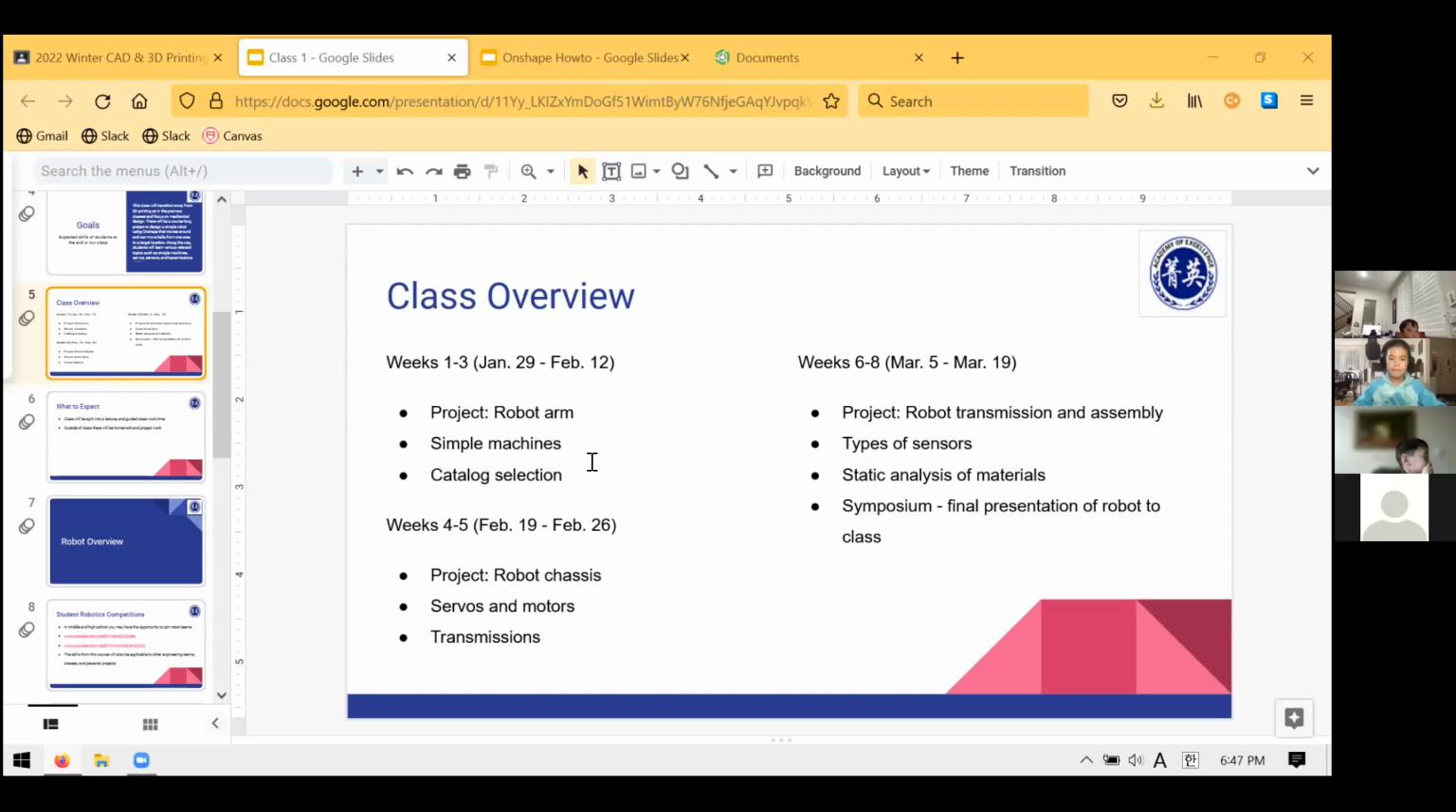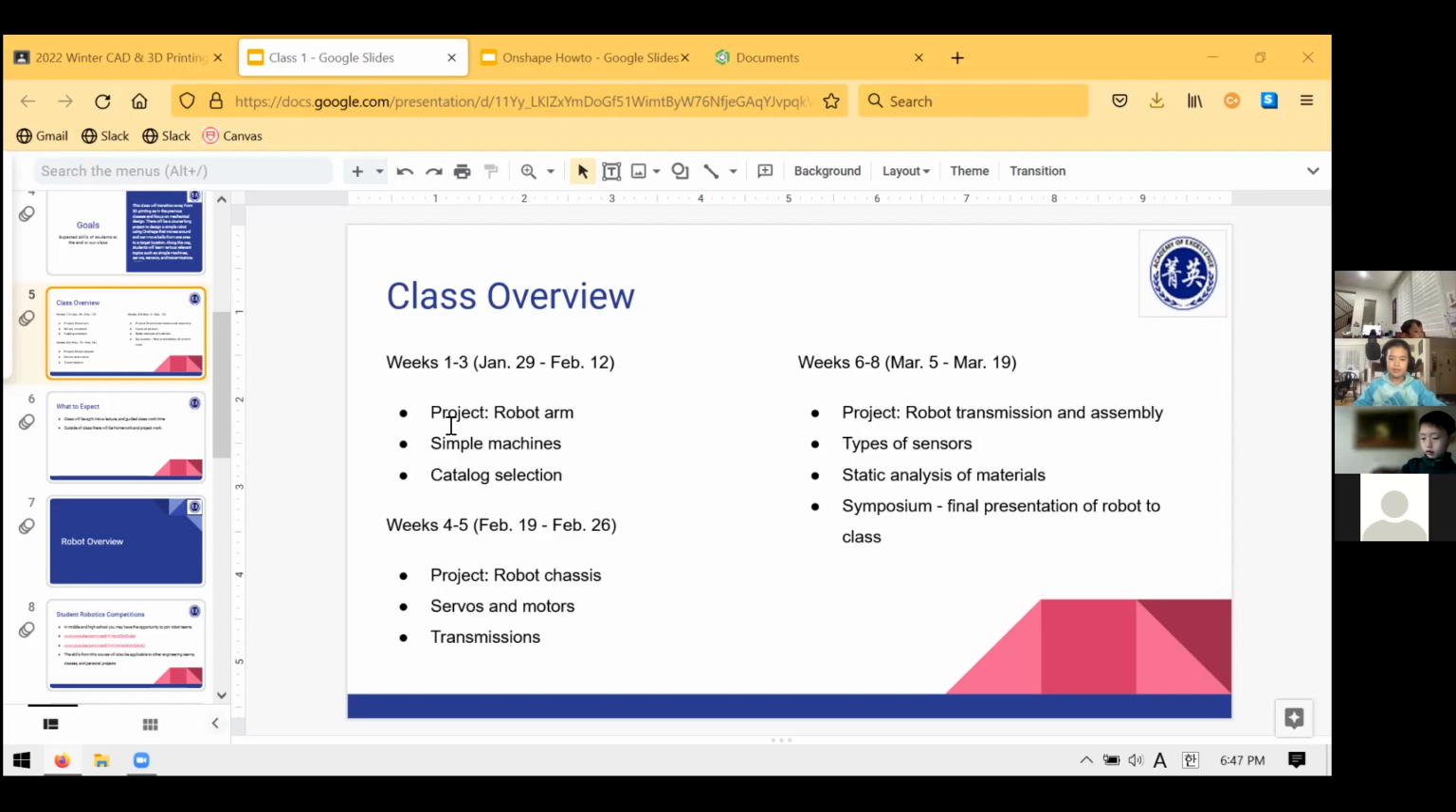In the first 3 weeks, we're going to focus on a little sub project where we CAD the arm of the robot. In the second section for the next 2 weeks, we'll learn about and we'll design and model the chassis of the robot. And in the final 3 weeks, we'll finish the rest of the assembly and remaining systems of the robot, as well as save the last class to have a symposium or group sharing activity where you get to see what your classmates have made and have been working on throughout the class.